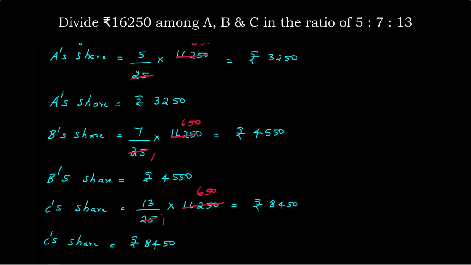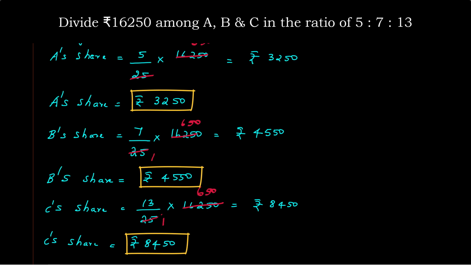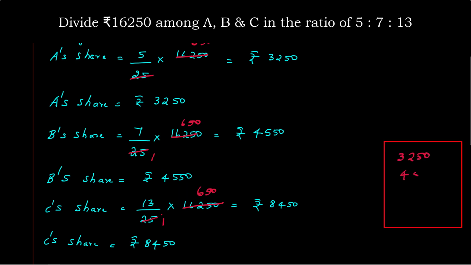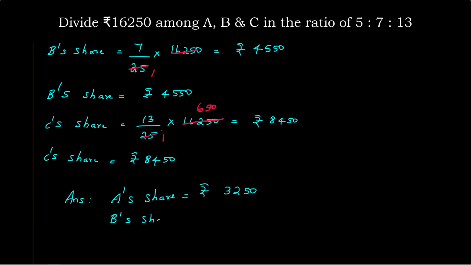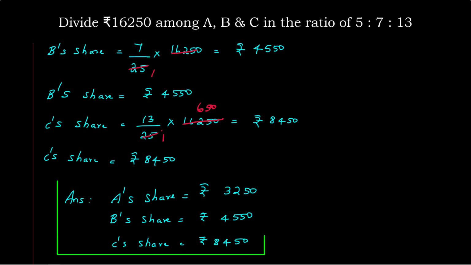8,450. To cross check if your answers are correct, you can sum up each and every share, that is A share, B share and C share. It has to sum up to rupees 16,250. So let's just do a random check. 3,250, 4,550 plus 8,450. So we have got the total amount 16,250. So answer is right. Our final answer. Ensure that units are written.